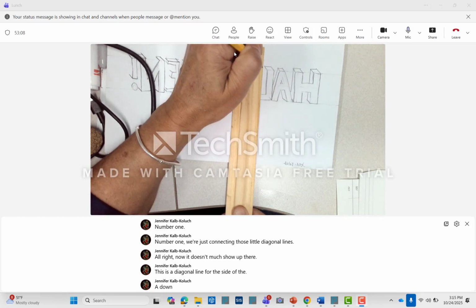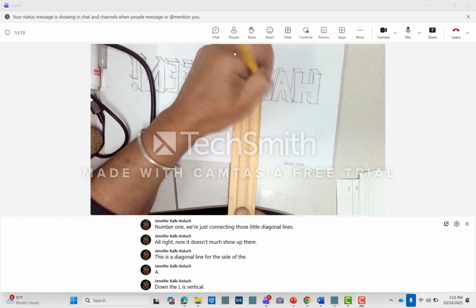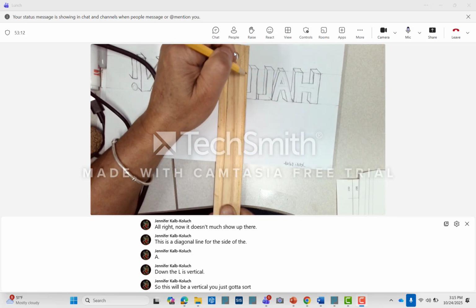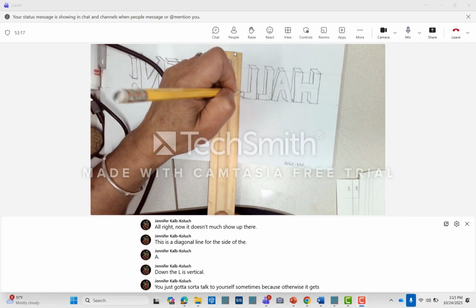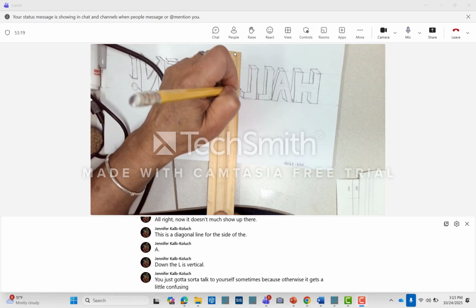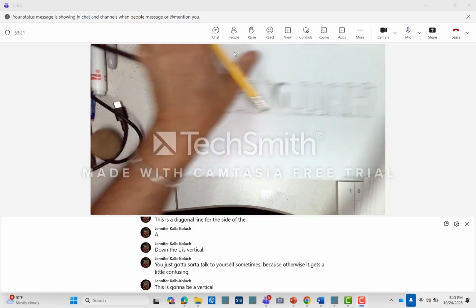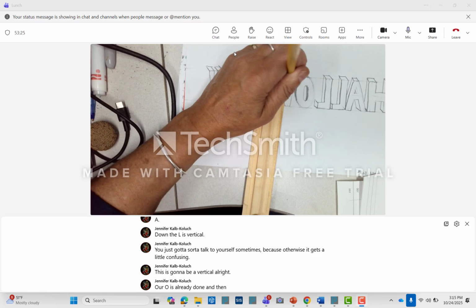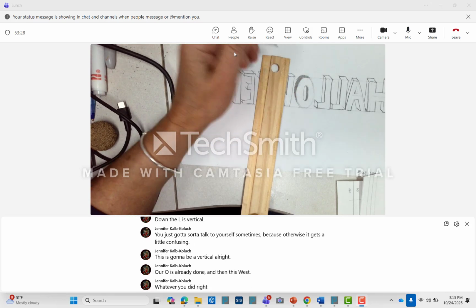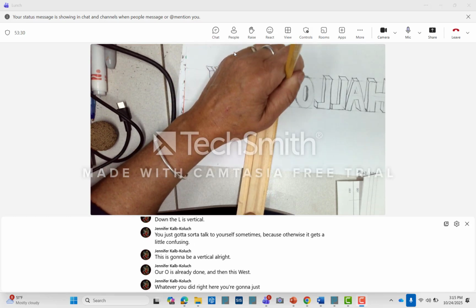The L is vertical, so this will be a vertical. You just got to sort of talk to yourself sometimes because otherwise it gets a little confusing. This is going to be a vertical. All right, our O is already done. And then this W, whatever you did right here, you're going to just scoot it over and repeat.